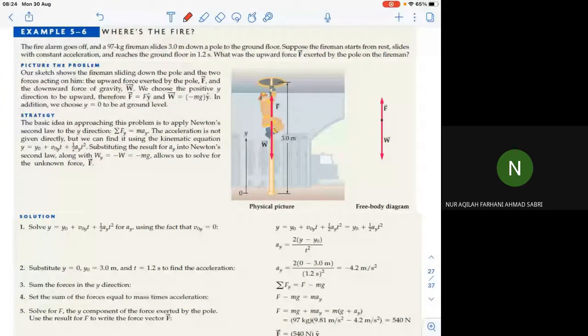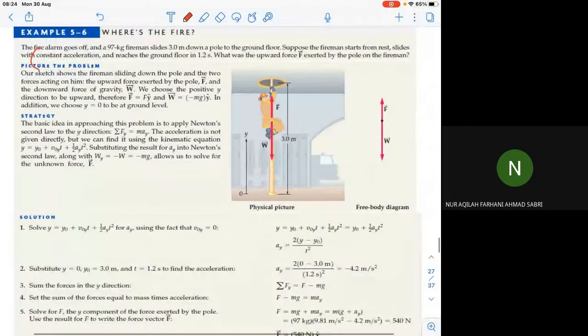Suppose the fireman starts from rest and slides with constant acceleration. Remember, this is constant acceleration, so we can use various equations that we have learned in the previous chapter, and reach the ground floor in 1.2 seconds. What was the upward force F exerted by the pole on the fireman?